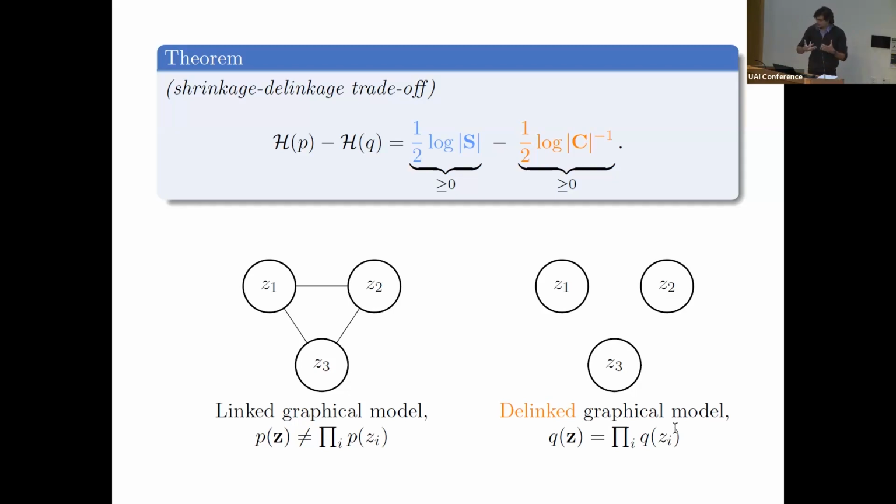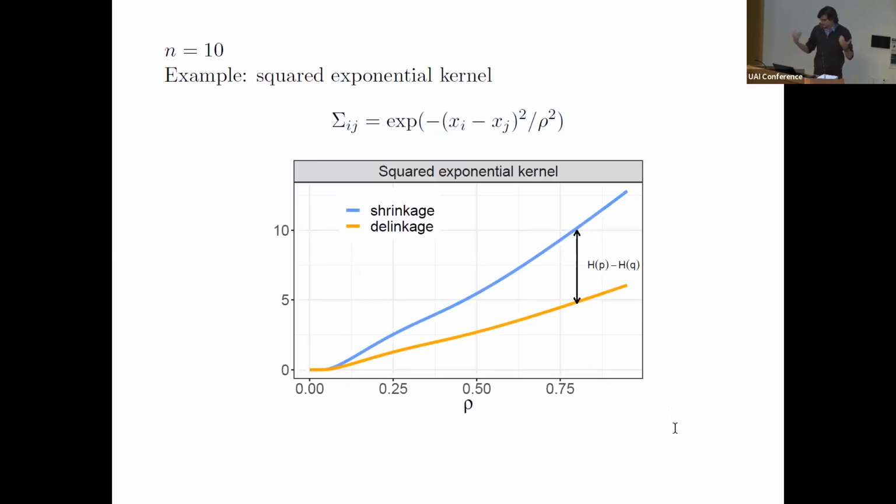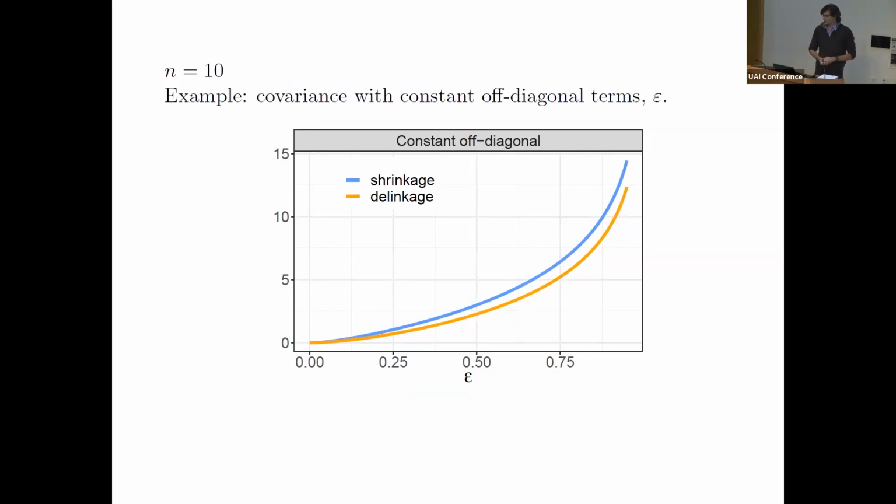And so now I can ask, well, how do these two forces compete? And what is the ultimate outcome? Well, we saw that eventually variance shrinkage wins, right? The entropy gap is always positive. And we can demonstrate that across a series of examples. So this is looking at one particular kind of Gaussian. This is a squared exponential kernel. But now I'm going to look at another kind of Gaussian where all the off-diagonal elements of the covariance are constant. It's my epsilon. And you can see that the delinkage term almost completely compensates the shrinkage term, right?